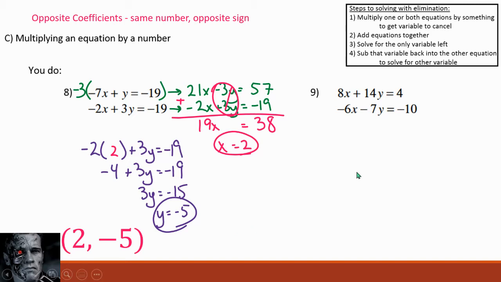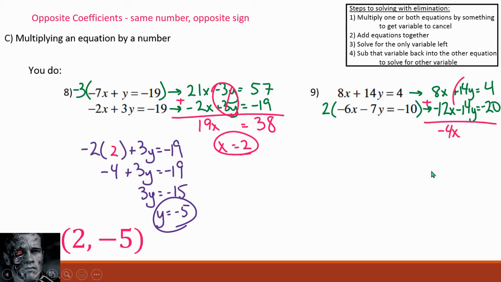All right, so number 9. I notice once again, the y's. It would be fairly easy to get this bottom y to be equal to negative 14 simply by multiplying the whole equation by 2. So make sure you are multiplying every single thing. That's a common mistake, forgetting to multiply the constant on the other side. Make sure you're multiplying everything by that number. Once you do that, the y's are going to eliminate because I now have opposite coefficients. So add those equations together and finish solving.